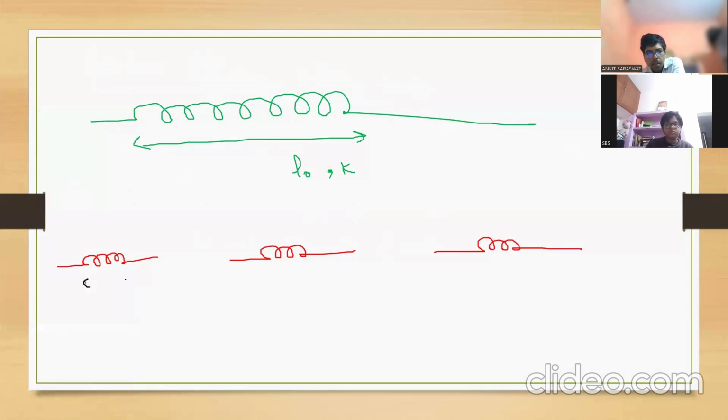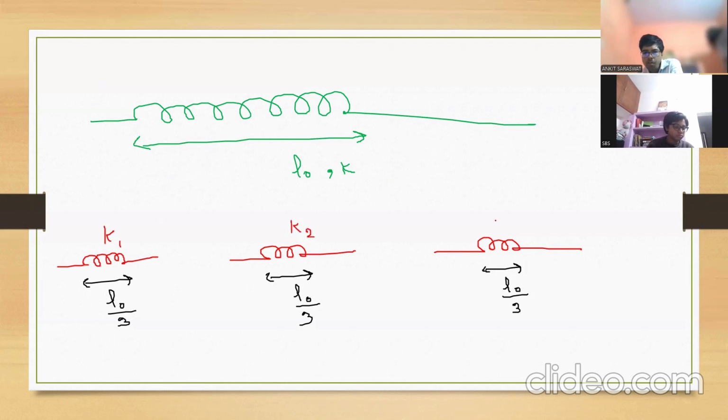this is L naught by 3, like this. Understood? Yes, sir. So when you cut it into three parts, my question is now about the natural length. Here it is not K1, here K2, and I'm assuming here K3. They may be equal or not equal, I'm not worrying about that.